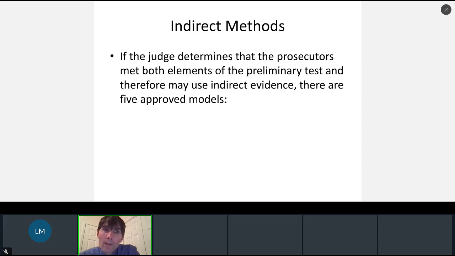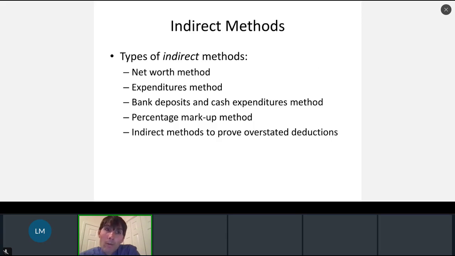If the judge determines that the prosecutor has met both elements of the preliminary test and therefore may use indirect evidence, there are 5 approved models. This is what we're going to talk about. There's a net worth method. There's an expenditures method. There's bank deposits and cash expenditures method. There's a percentage markup method, and there are indirect methods to prove overstated deductions.